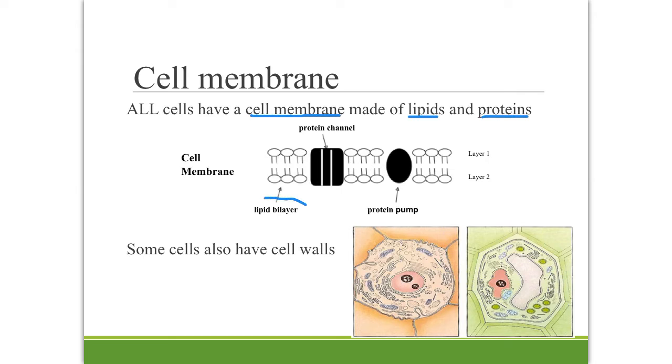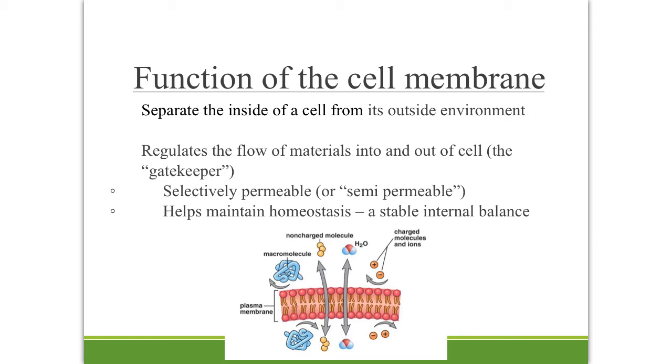The lipids are in a double layer or a bilayer. These are phospholipids, so they have phosphate heads that kind of face outside. And then the fatty acid chains that are part of the lipid make up the middle of this layer. Some cells also have cell walls, like the plant cells that we have been looking at under the microscope. And these cell walls are just on the outside of the cell membrane, but they don't have quite the same function as the cell membrane. They're involved more in providing support and protection.